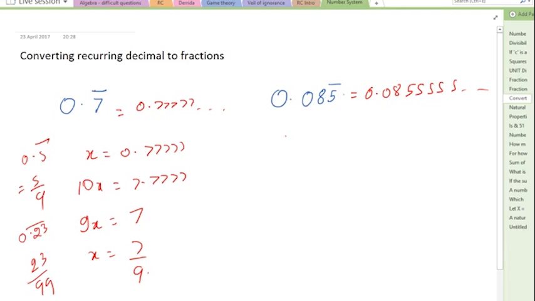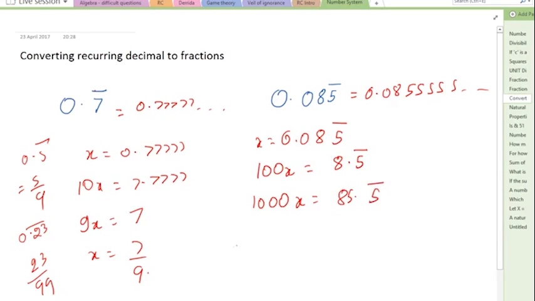If the part which is recurring is not very close to the decimal point but a bit away, you can again do it. So if this is x, first you have to get only the recurring part on the other side. So 100x will be 8.5 recurring, and then you do the same thing which you did previously. So 1000x will be 85.5 recurring, and so 900x is equal to 85 minus 8, and the fractional part gets cancelled, so it gives 78, and so x is equal to 78 by 900.